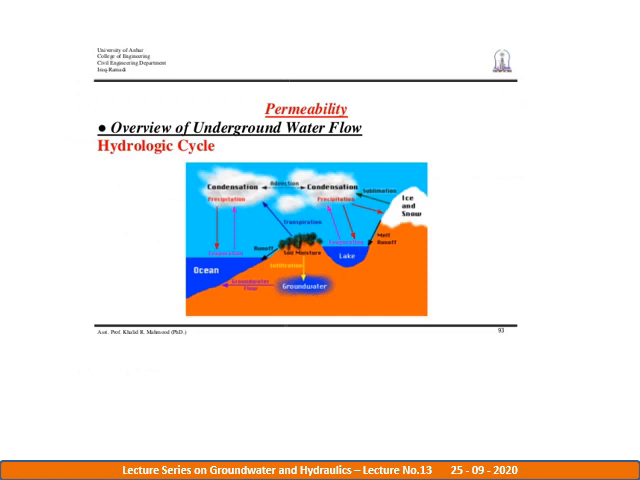So permeability overview. You can see in this diagram. For permeability, we are supposed to understand the hydrologic cycle. So what does the hydrologic cycle do? It evaporates, condenses and precipitates. Then infiltration takes place. There starts the isotropic and anisotropic feature.